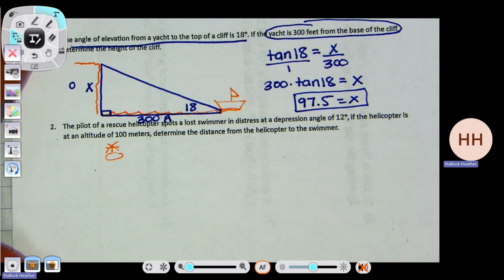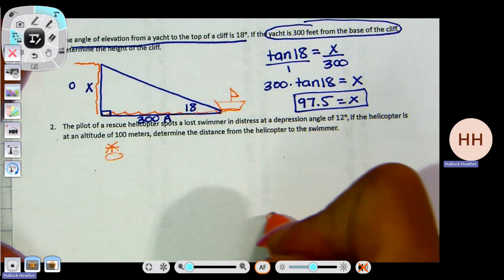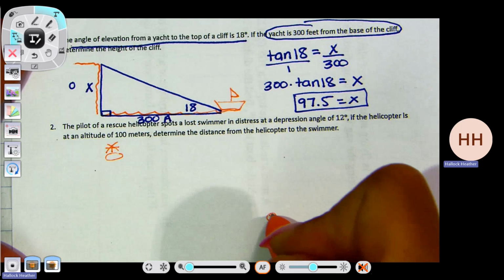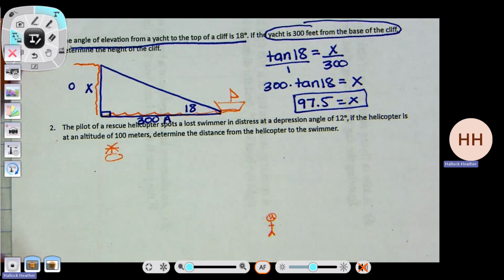Okay, so when you spot, think about it, if this person is in a helicopter and they spot a distressed swimmer, somebody drowning who needs help, are they directly underneath them or are they off in the distance? They're off in the distance. So they notice them all the way over here because they're like, help, I'm drowning. Okay, so there I am.